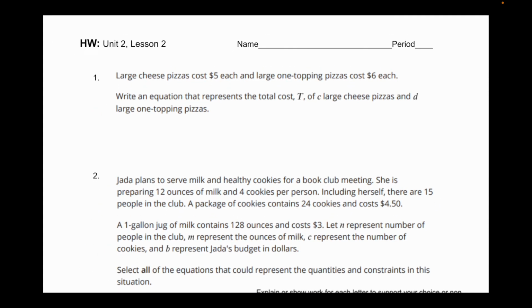Large cheese pizzas cost $5 each, and large one-topping pizzas cost $6 each. Write an equation that represents the total cost T of C large pizzas and D large one-topping pizzas. Okay, so my total cost is going to be equal to the dollar amount for each multiplied by the number of them. So $5 for every cheese pizza, and I'm going to add it to the $6 for every large one-topping pizza. And that would be my equation.